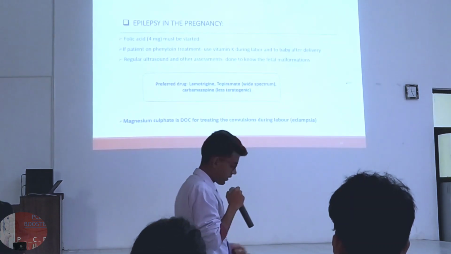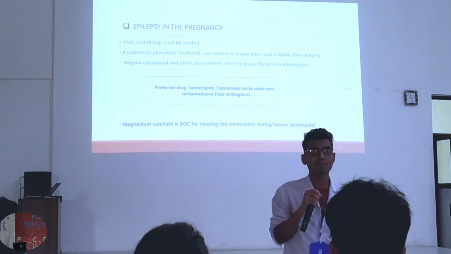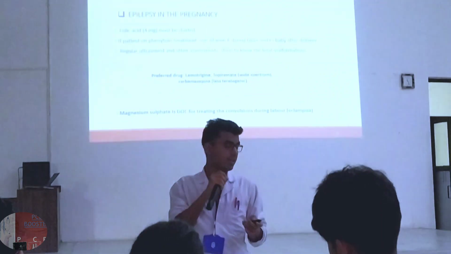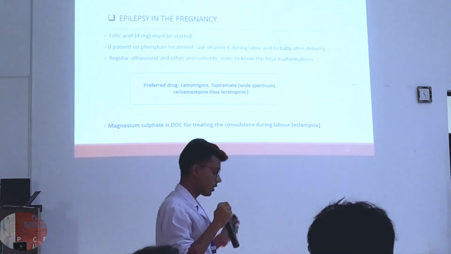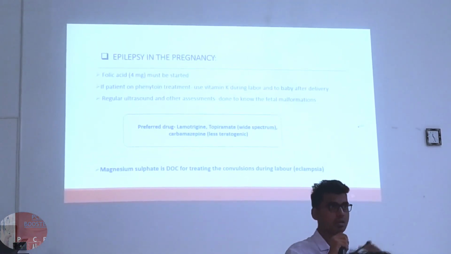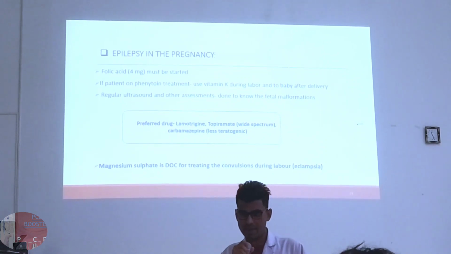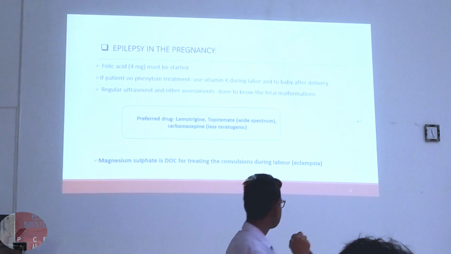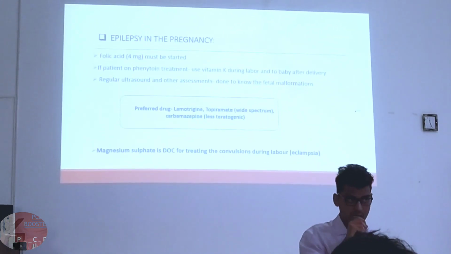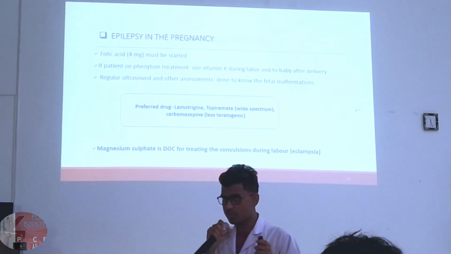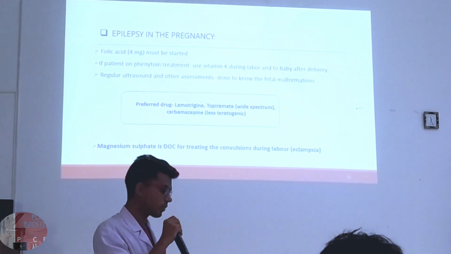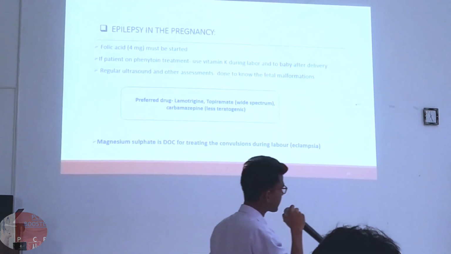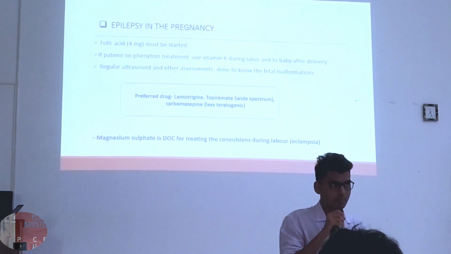Next one is the conditions of epilepsy in pregnancy and in children. In epilepsy in pregnancy, when a woman is on anti-epileptic therapy and has conceived, we should not stop the drug because withdrawal of the drug leads to status epilepticus. So we should not stop the drug, and we have to immediately start folic acid 4 mg.